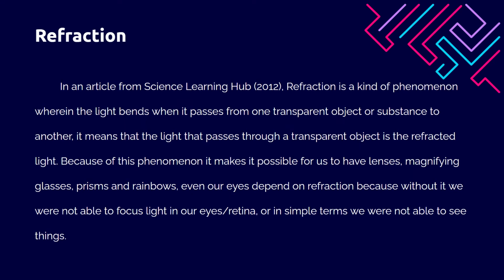Refraction. In an article from Science Learning Hub 2012, refraction is a phenomenon wherein light bends when it passes from one transparent object or substance to another. It means that the light that passes through a transparent object is the refracted light.